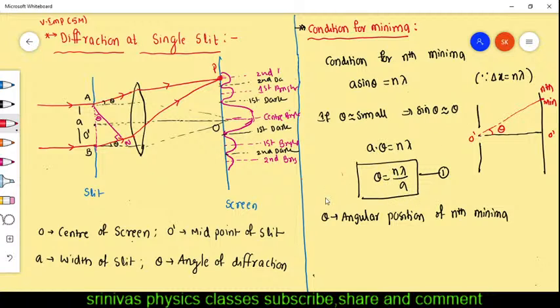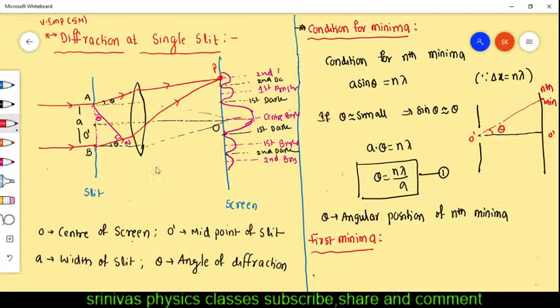Now I want to explain how the first minima forms. First minima side heading: how the first minima forms. This is the angular position of the first minima. The nth minima angular position formula is n lambda by a.